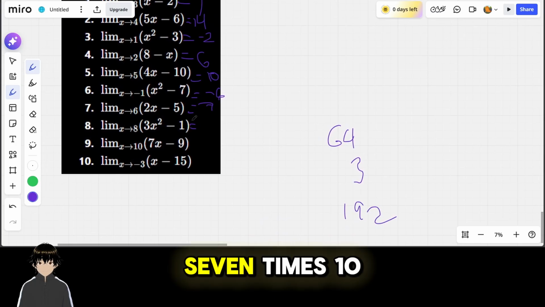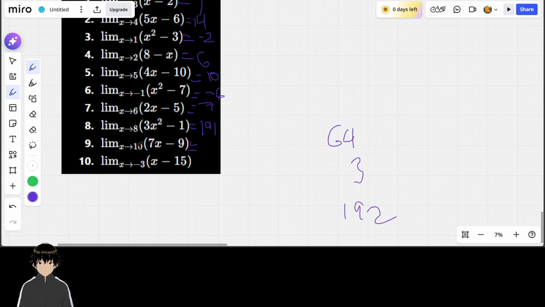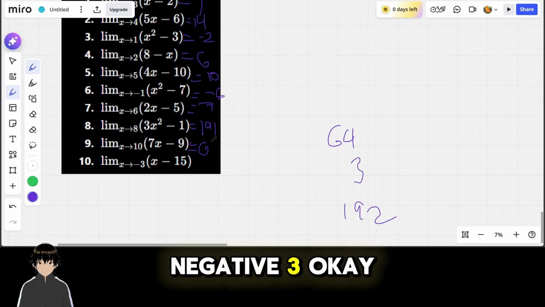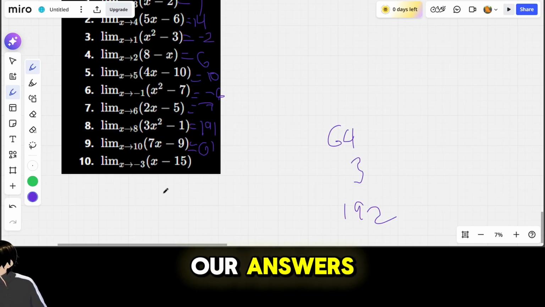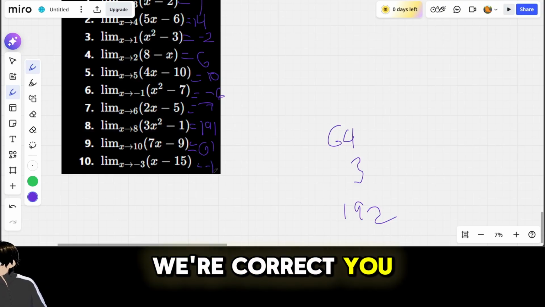7 times 10 is going to be 70. Minus 9 is going to be 61. So we have x here, negative 3. Okay, negative 3 minus 15 is going to be negative 18. So let's check our answers right here to see if we're correct.